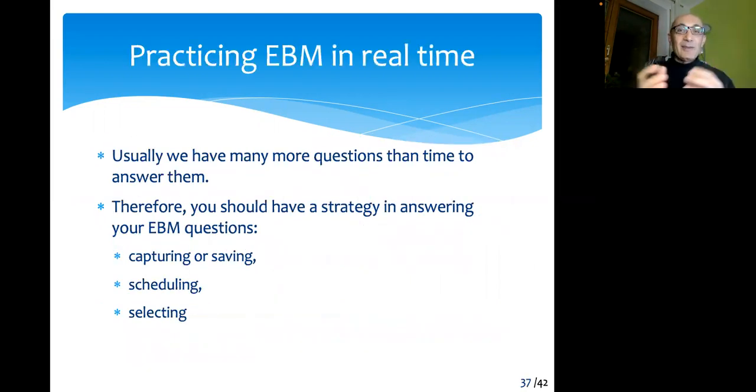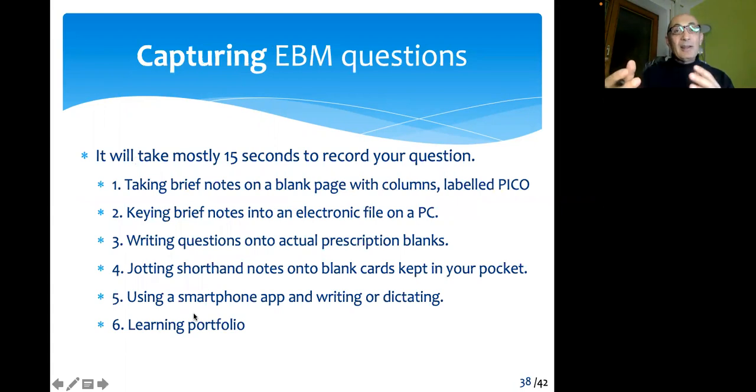Once you have found your learning needs, you have your answerable clinical questions, then it is time to apply it, to learn. For this, there are three suggestions. One is capturing or saving. So you have to write it down somewhere. Make a list, a learning list, then schedule it, make a plan for learning, and select, because we have many learning needs going in parallel, and from these we have to prioritize some of them.